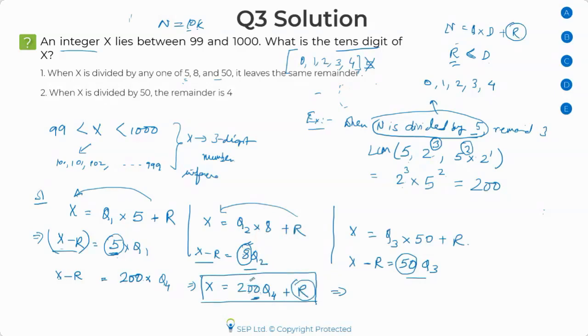That's going to affect the unit digit. I'm interested in the tens digit. Notice that the tens digit is always going to remain 0. Take a few examples. Let's take Q4 equal to, say, 1. You'll get X equal to 200 plus R. Take Q4 equal to 2, you'll get 400 plus R. If you want to take 3, not a problem, 600 plus R. And this R is going to affect the unit digit. The tens digit is going to remain unaffected. It is always going to be 0 and nothing else.